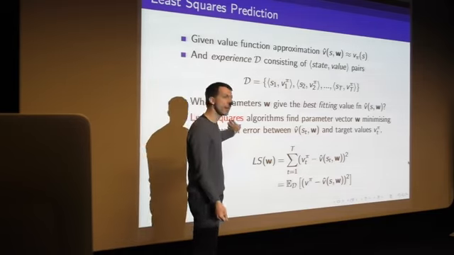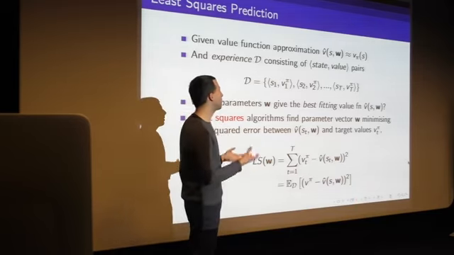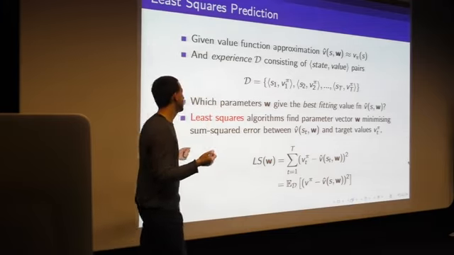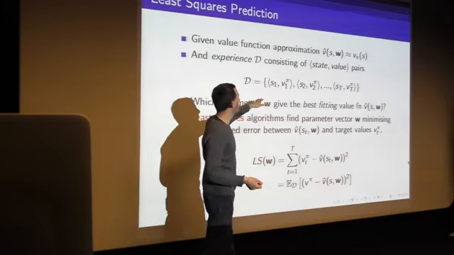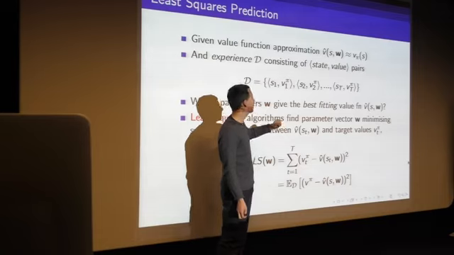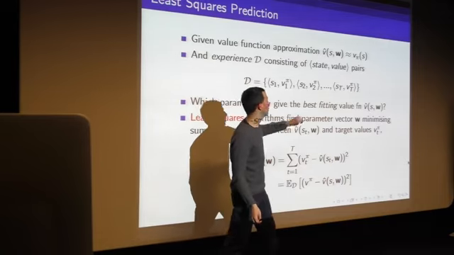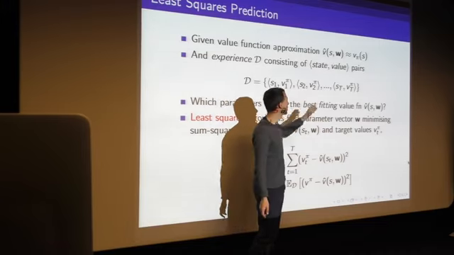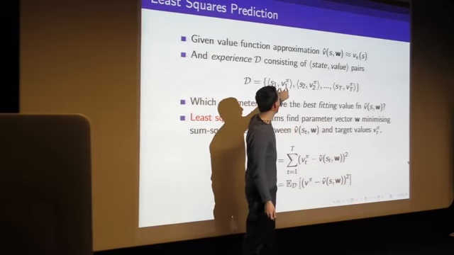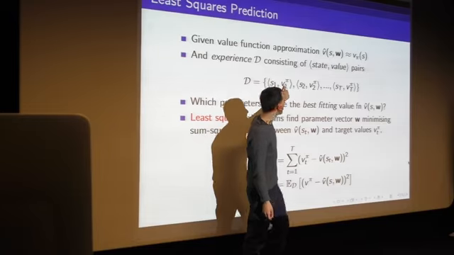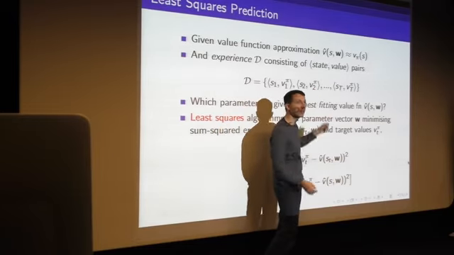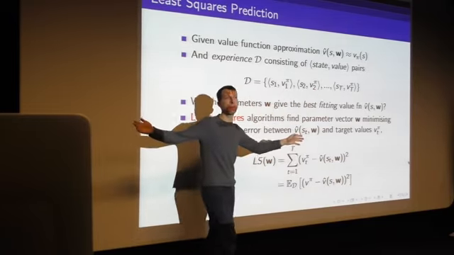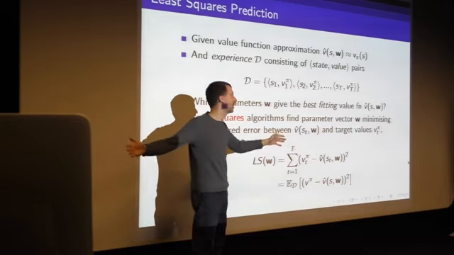Well, we could do something like least squares, which would find the parameter vector that minimizes the sum squared error between the value function and the oracle across our whole data set. So if we consider this whole data set and look at the squared error between what we thought would happen here and the oracle, we want to minimize the sum of all those squared errors across the whole data set.